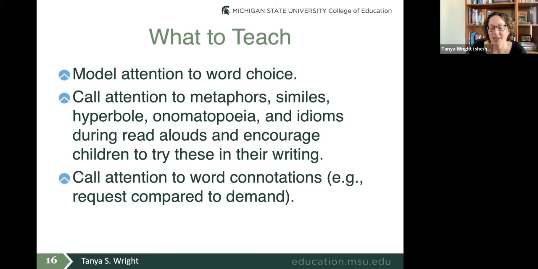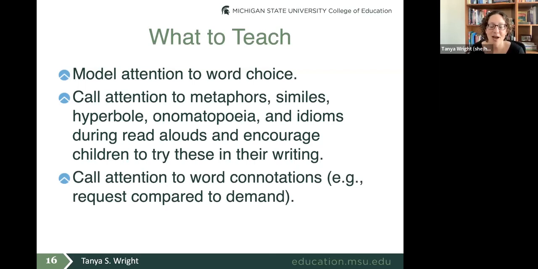And then again, calling attention to word connotations, which is a little different from just making a list of words that might have a similar meaning, but really thinking about the difference. So what is the difference between if I say that I request something versus I demand it, right? That's a really subtle difference, but the one is a polite ask, and the other is, I want that right now. So kids need to know that, because they need to know what they're conveying based on their word choice, and to really think through if they're using the word that truly represents the meaning they're hoping to convey.